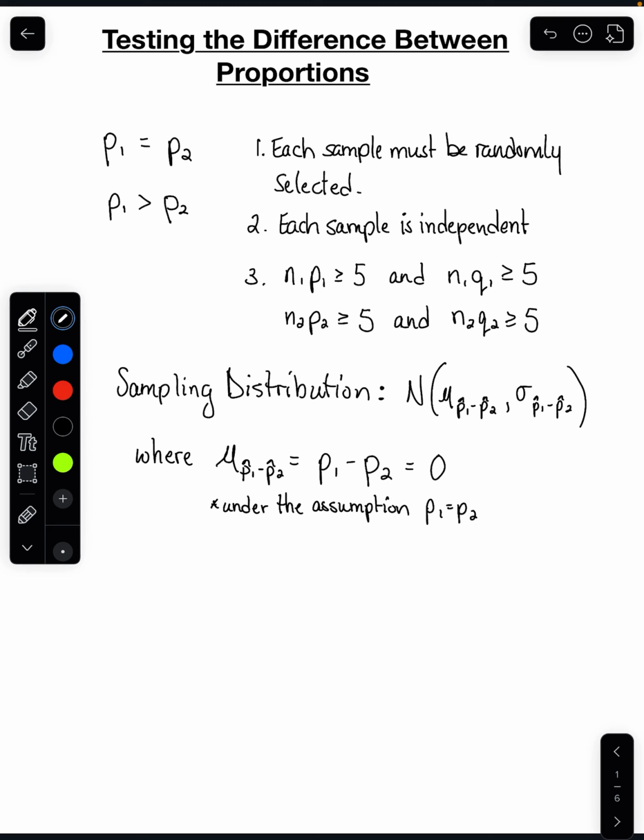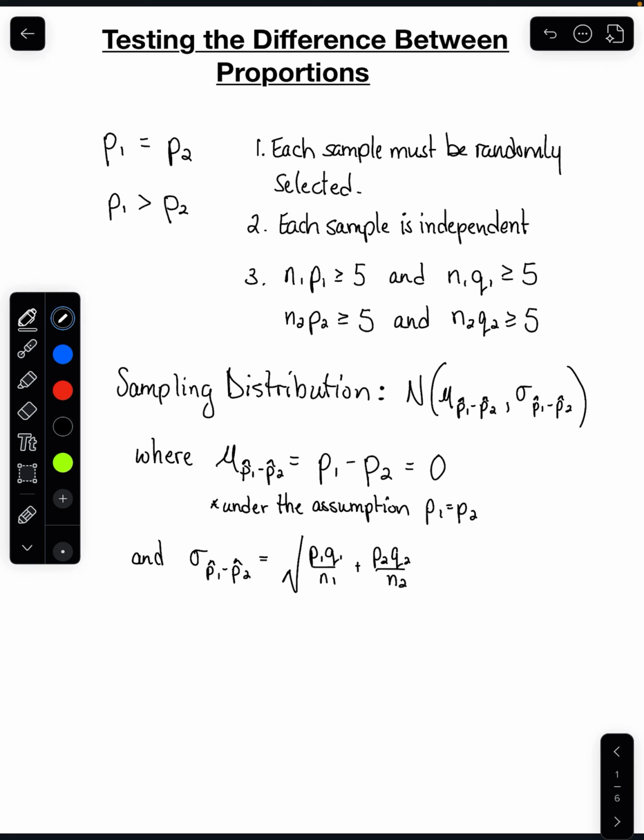Now, sigma is a little bit more convoluted. The standard deviation of our sampling distribution is going to have to come from a combination of the standard deviations of each separate distribution. It's going to come from the square root of P1 times Q1 over N1 plus P2 times Q2 over N2.